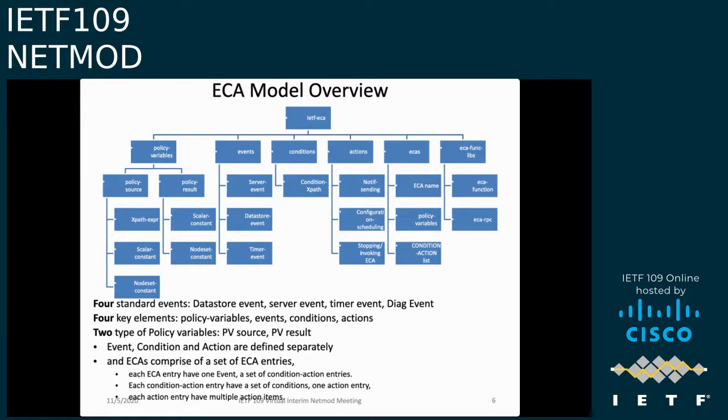And also, we model their relationship. For example, each ECA entry will include one event, but can also contain multiple condition-action pairs. Each condition-action pair will include multiple conditions and one action. But one action can have multiple action items. This is how we design this ECA model. Next.